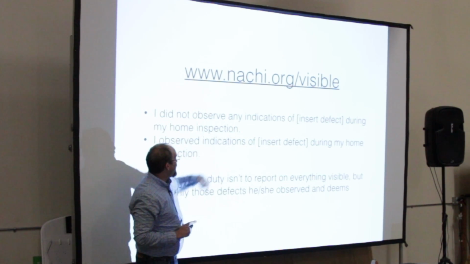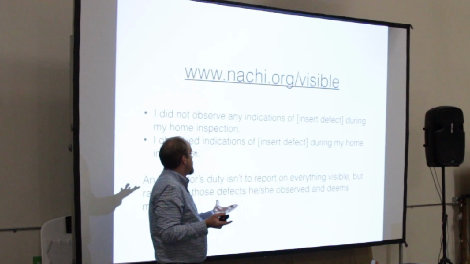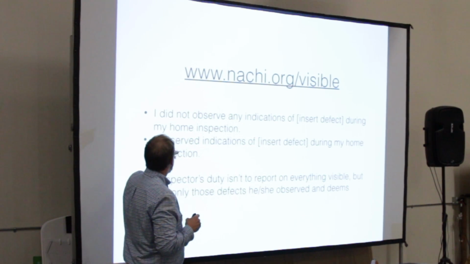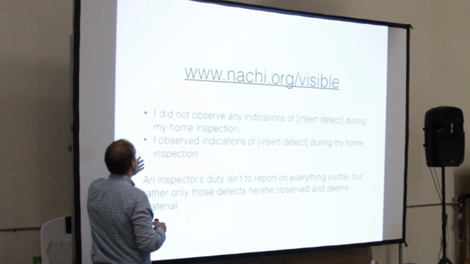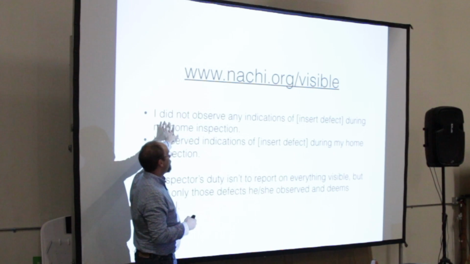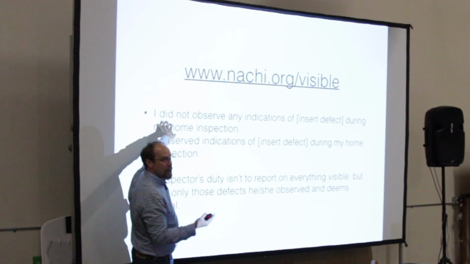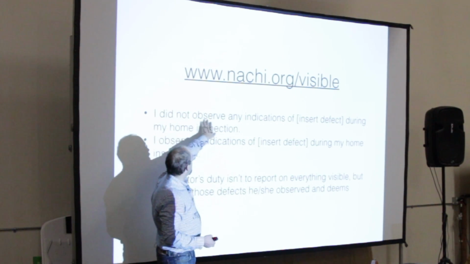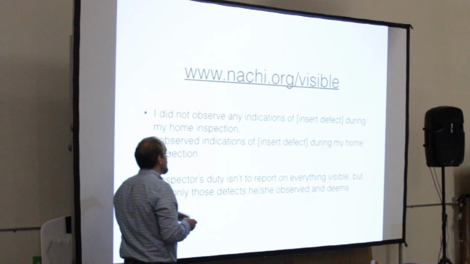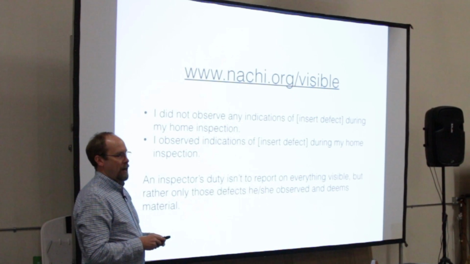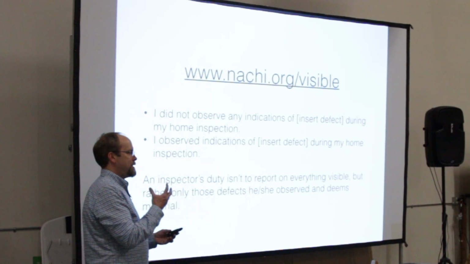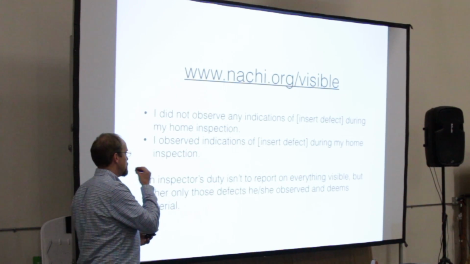I did not observe any indications of missing shingles during my home inspection, and I didn't. That's the way you write an observation in narrative format. That's a sentence that legal counsel recommends, right? I did not observe any indications of. Some people write, there was no visible evidence of something. That sentence is going to get you in trouble. Don't say there was no visible evidence.